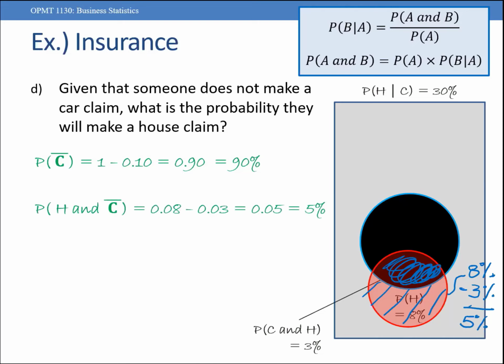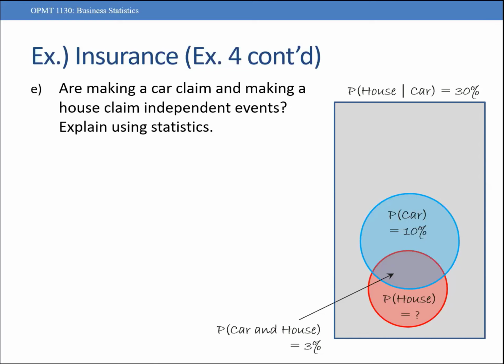Okay, so now, are making a car claim and making a house claim independent events? Explain using statistics. Now there's a new term. I'm just going to leave that as question marks, and we're going to go back to terminology, and we're going to talk about independent versus dependent.